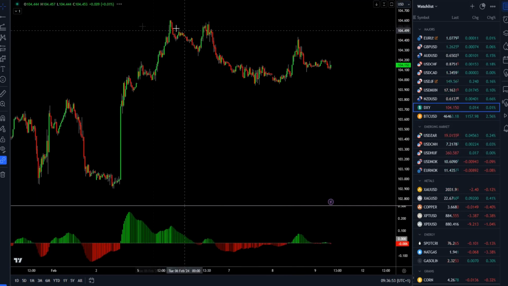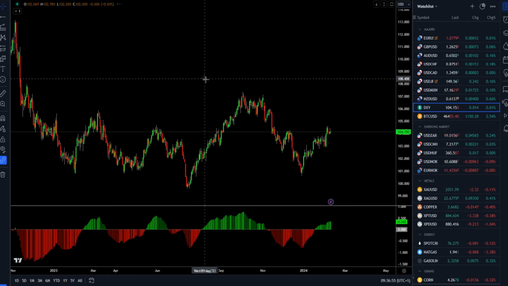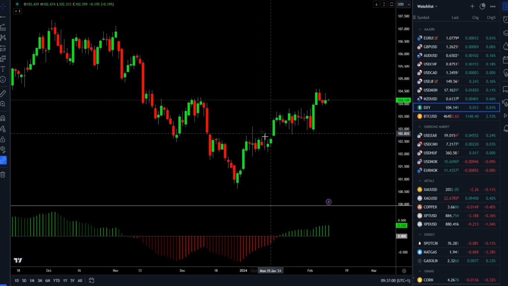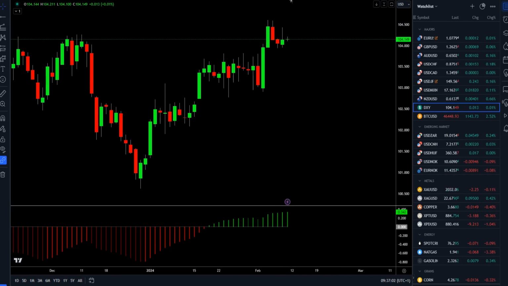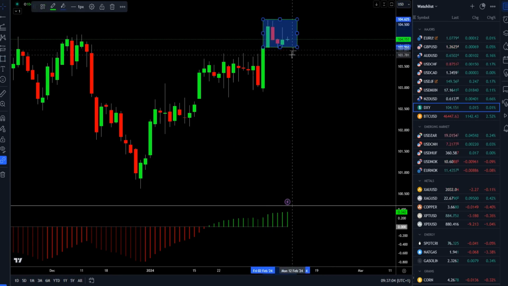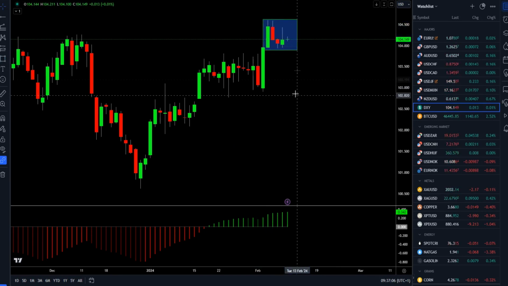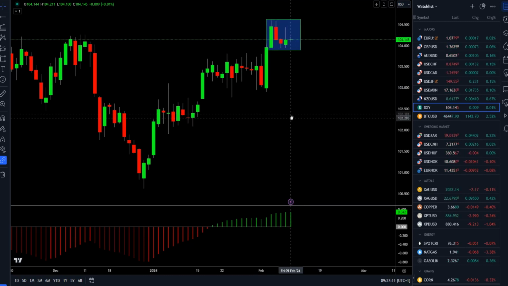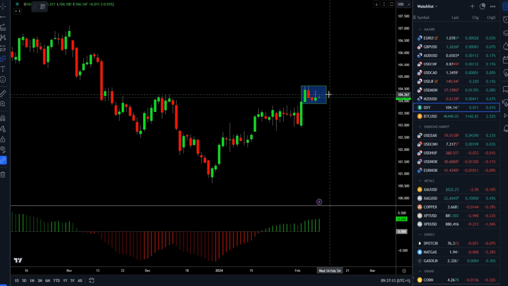And the dollar index, what we can see here, is that the market is in a very tight consolidation. We have this 4-day consolidation with support at 103.90 and resistance at 104.60. So there was a potential for the breakout.